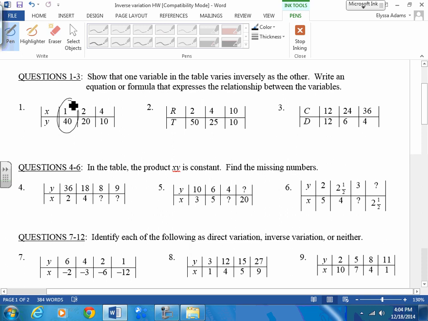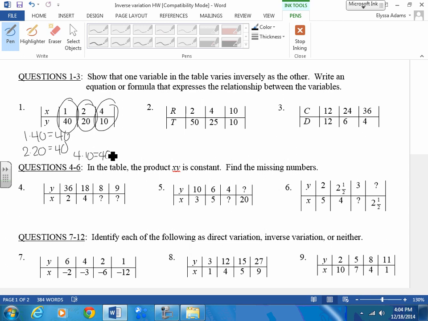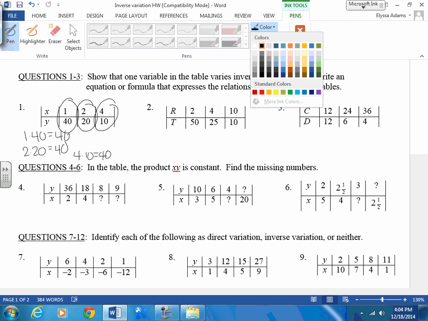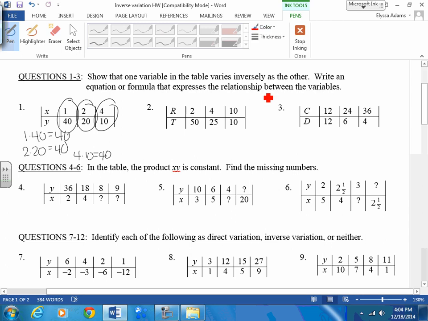So, when I multiply those, 1 times 40, you get 40. When I multiply those, 2 times 20 is 40. When you multiply those, 4 times 10 equals 40. You get the same thing every time. So it is inverse, and when we write our equation, our two variables are multiplied, and we have to know our k. Well, since they always multiply to 40, our k is 40. So x times y equals 40 is our equation.